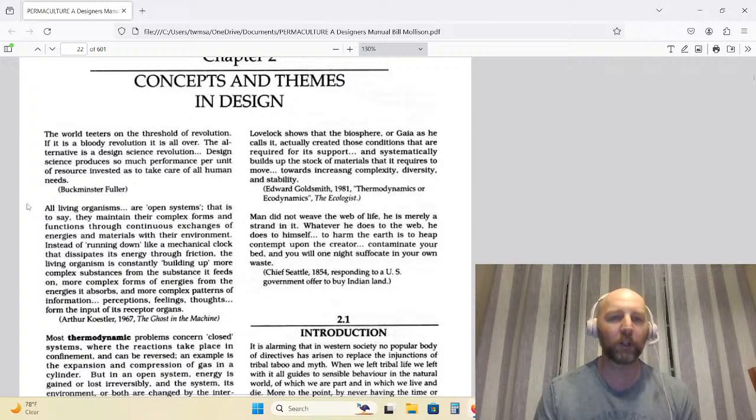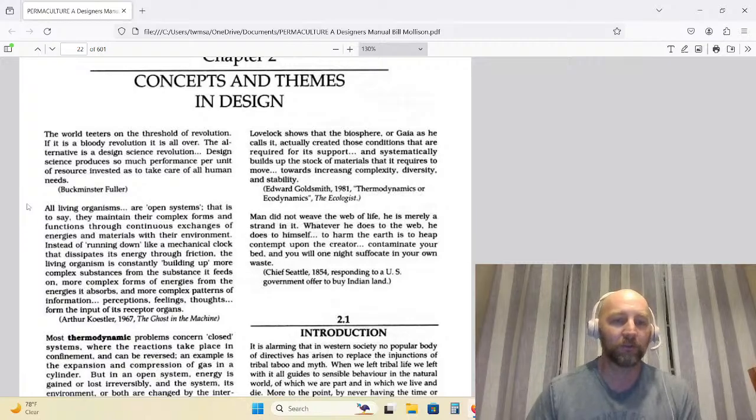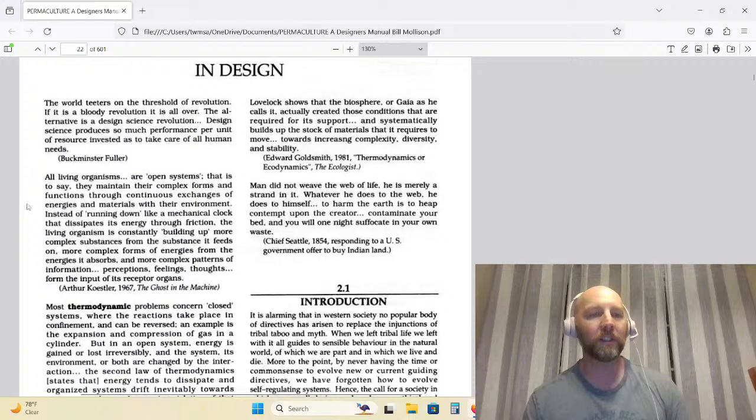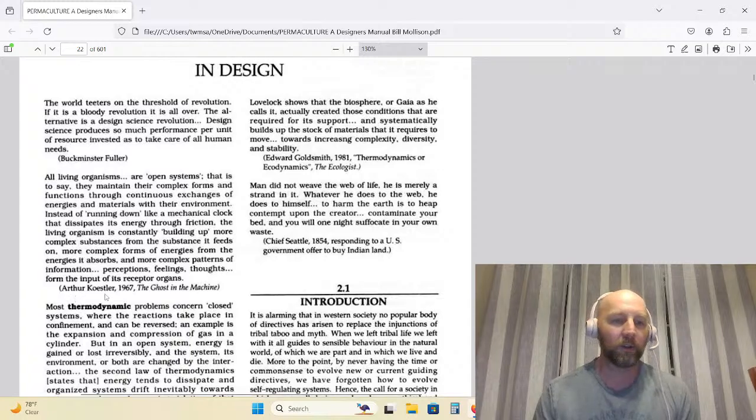All living organisms are open systems. That is to say, they maintain their complex forms and functions through continuous exchanges of energies and materials with their environment. Instead of running down like a mechanical clock that dissipates its energy through friction, the living organism is constantly building up more complex substances from the substance it feeds on, more complex forms of energies from the energies it absorbs, and more complex patterns of information, perceptions, feelings, thoughts from the input of its receptor organs. That is Arthur Koestler, 1967, The Ghost in the Machine.